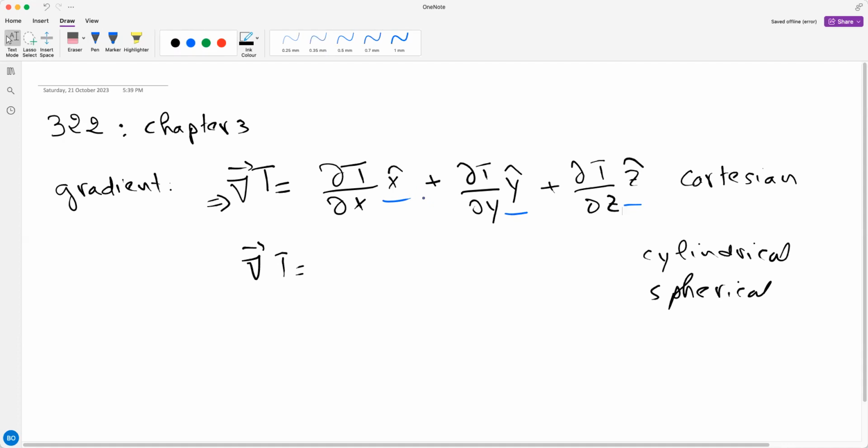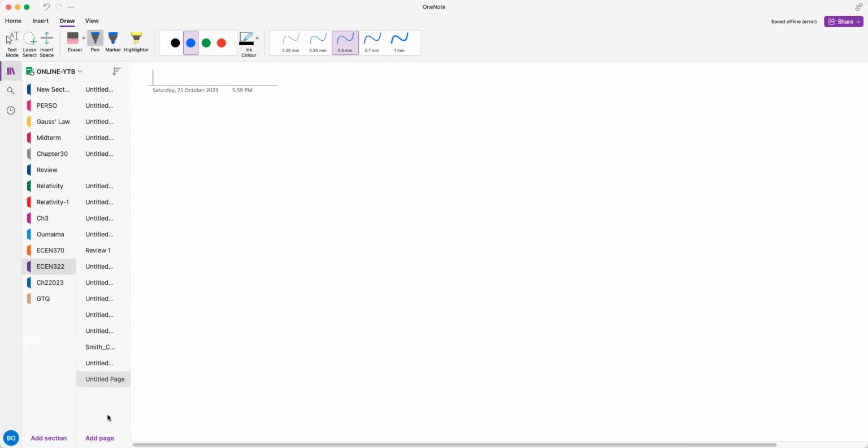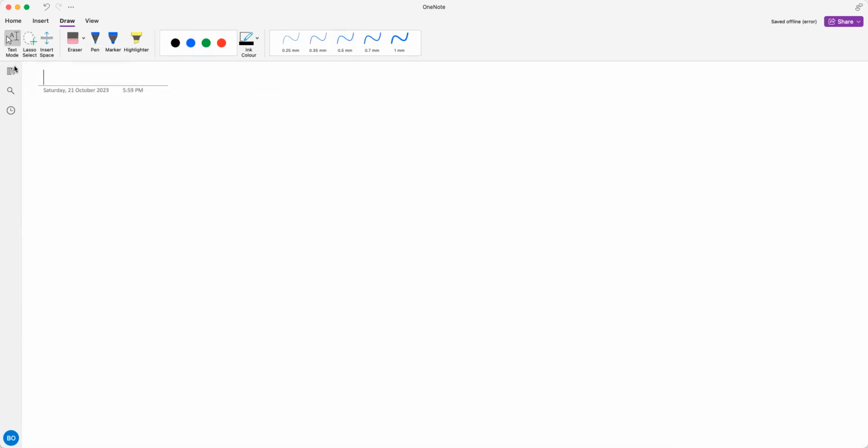And then we also can look at the divergence of a vector. So now we have seen that the gradient is always applied to a scalar, but we also have the divergence that is applied to a vector field. Mostly the divergence, we use it when we try to calculate the flux, for example, the flux of the electric field, the flux of the magnetic field.